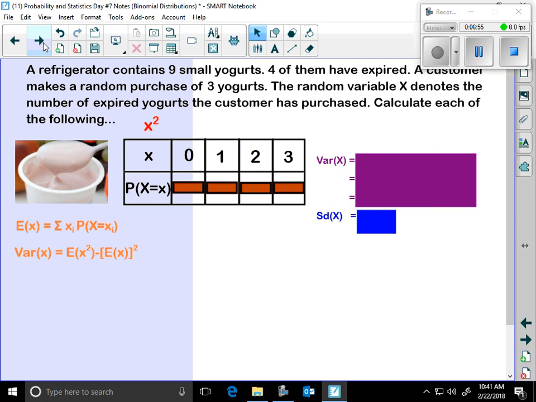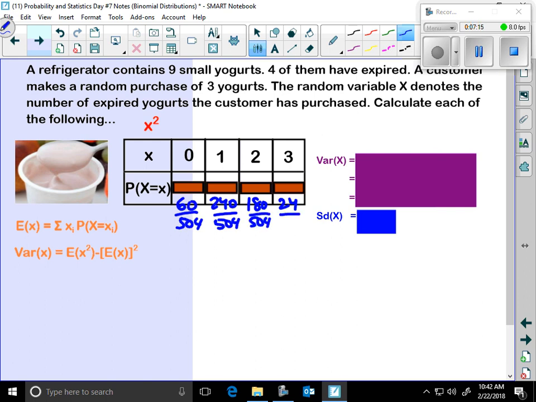Okay, so what we're going to do here is use what we just had: 60, 240, 180, and 24. I'm going to show you how to find the variance and the standard deviation of this. And it's not that bad. It's just a little bit of calculator work.